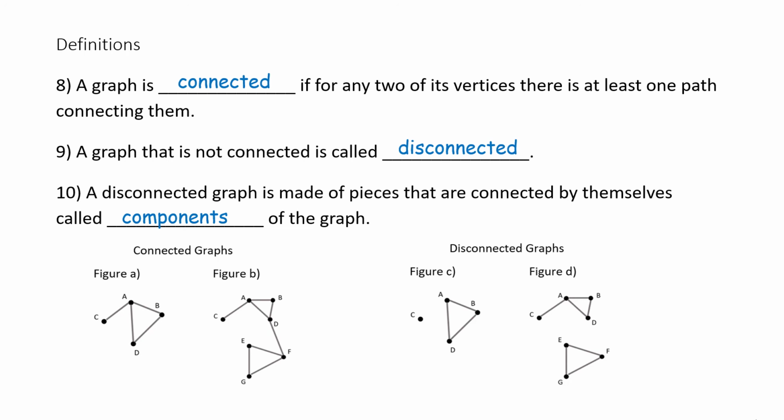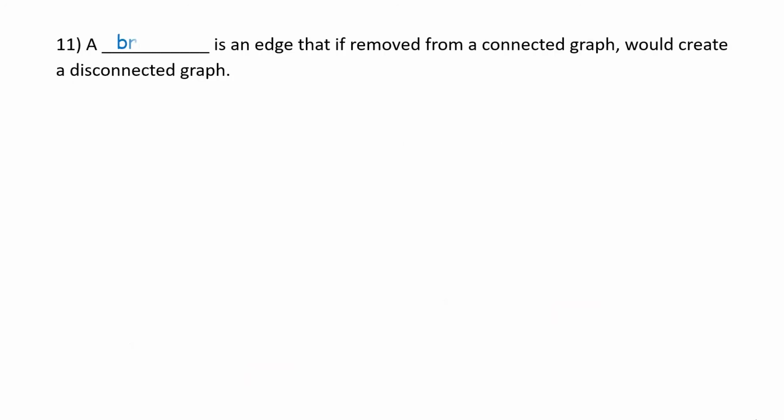Now let's look at disconnected graphs. In figure C, we see two separate components, namely the vertex C isolated and not connected to the parts of the graph A, B, and C that are connected. And figure D has two separate components, not connected. A bridge is an edge that, if removed from the connected graph, would create a disconnected graph.